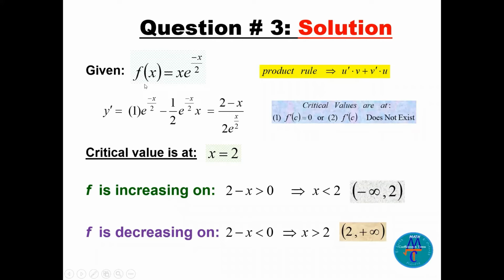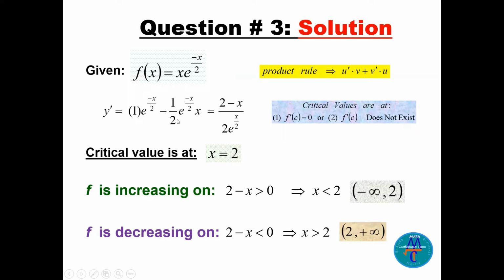So y prime, which is the same as f prime: the derivative of the x here is 1, times e to the power minus x over 2. And in the formula, see, we have a plus here. Now we find the derivative of the second term here. So it will be minus a half e to the power minus x over 2 times the x itself, which is u. Now here we can take a common factor, e to the power minus x over 2, and we can replace it in the denominator with the positive power.